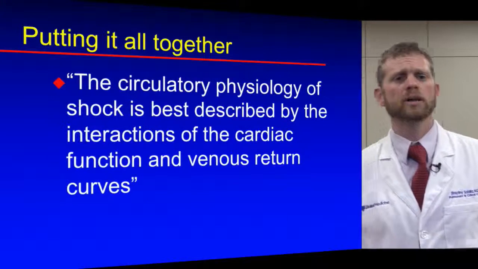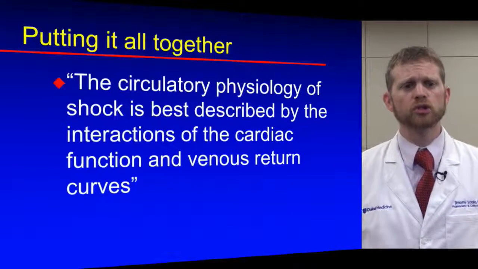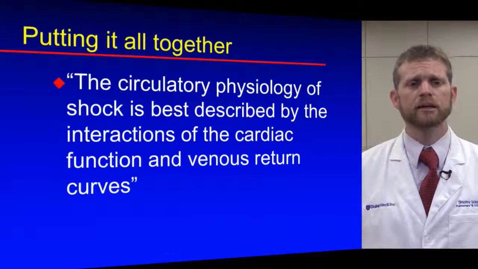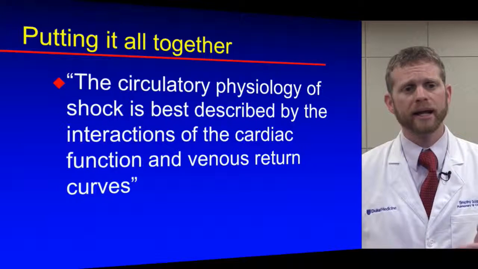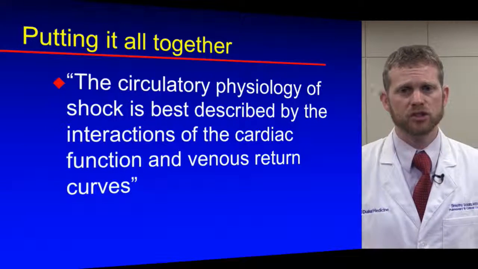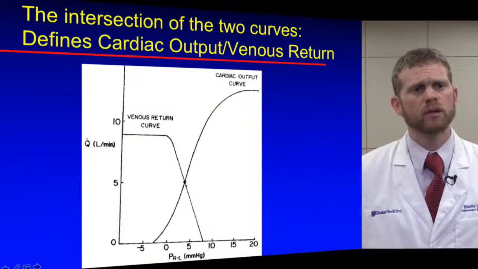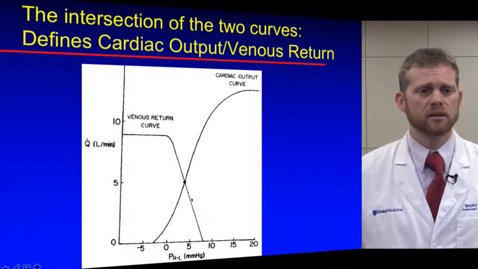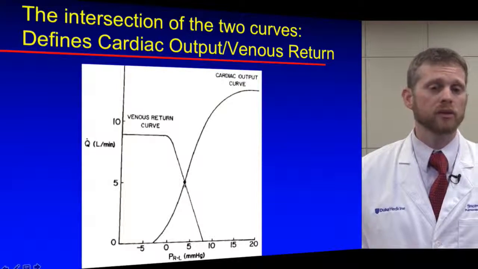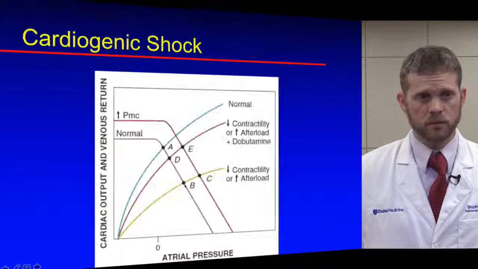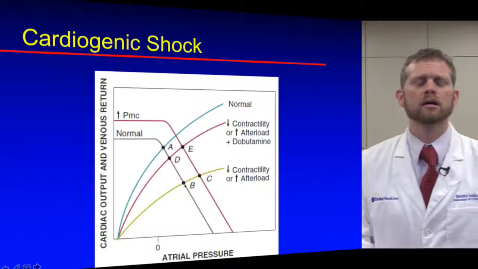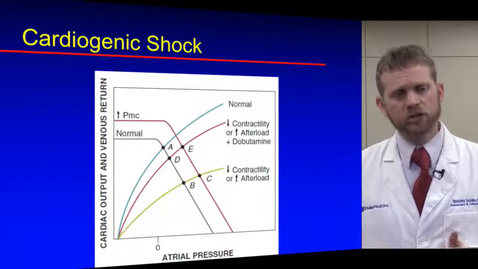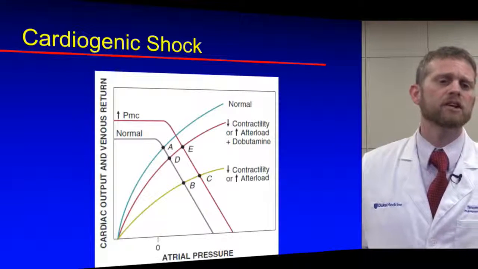So putting this all together, the circulatory physiology of shock is best described by the interactions of both the cardiac function curve and the venous return curve. The intersection of these two curves helps to define cardiac output and venous return. So let's go through a few examples of cardiac function and venous return curves in various forms of shock.